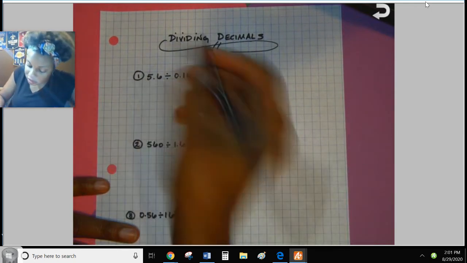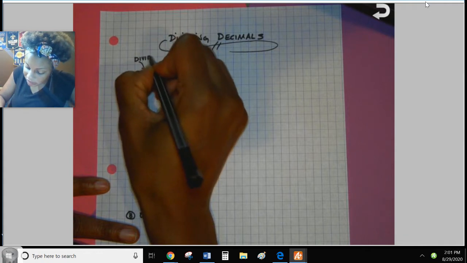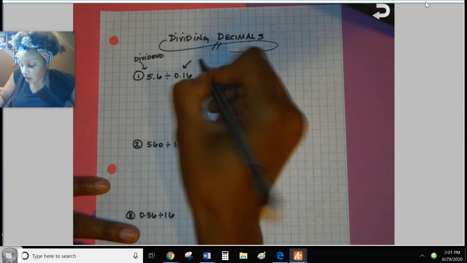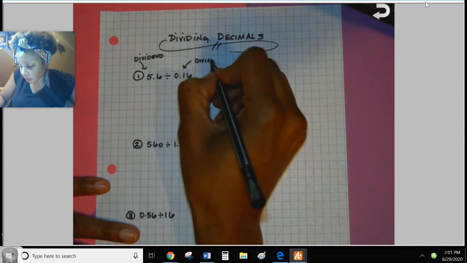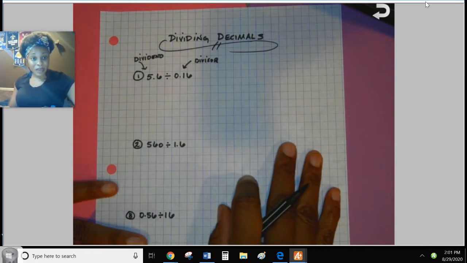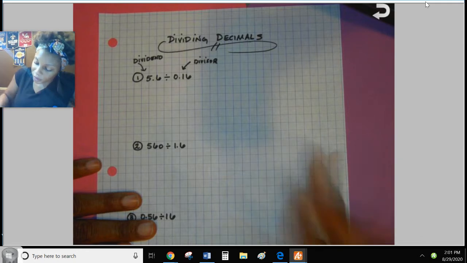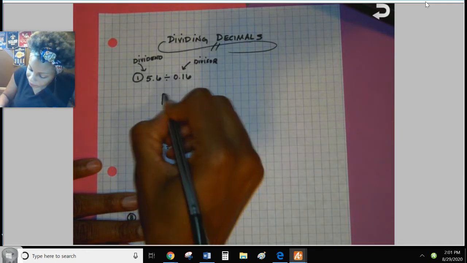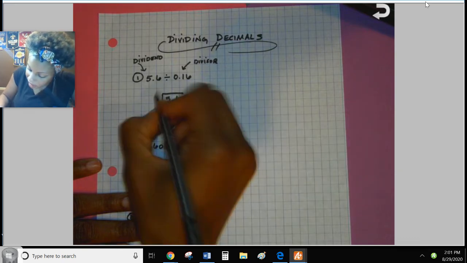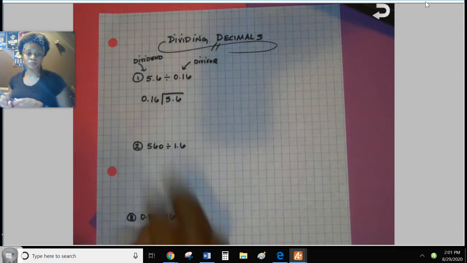Remember the parts. The first number is always our dividend, and our second number is our divisor. The dividend is the number that goes inside of the house, and our divisor is the number that is on the outside. So when I rewrite my problem, I'm going to make sure that 5 and 6/10 is on the inside and 16 hundredths is on the outside.